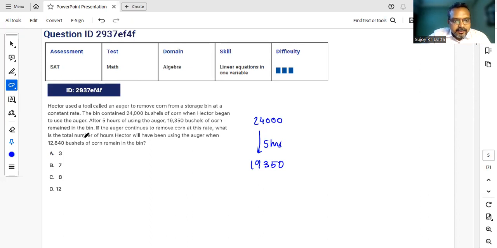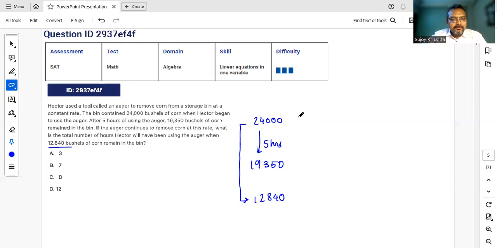Now it's saying that at this rate, how long will it take? So if it continues to remove corn at this rate, what is the total number of hours you will have been using this when this remains? So 12,840 is left. So from here to here, how many hours?